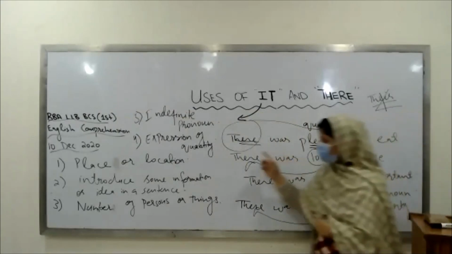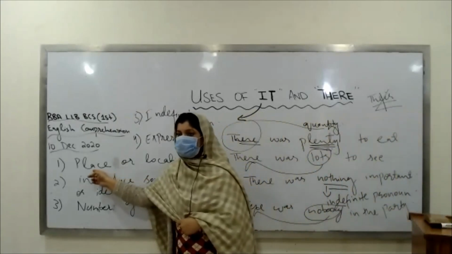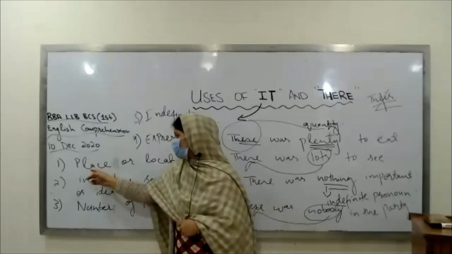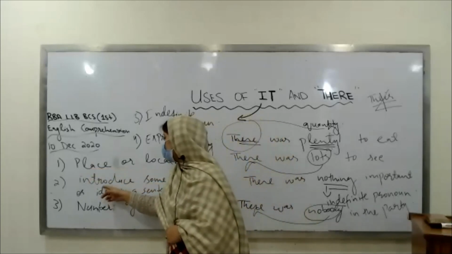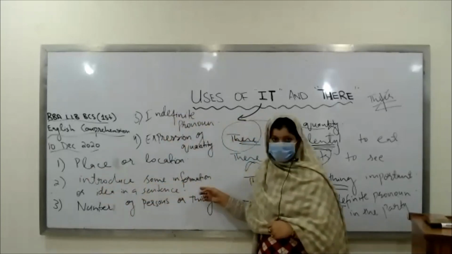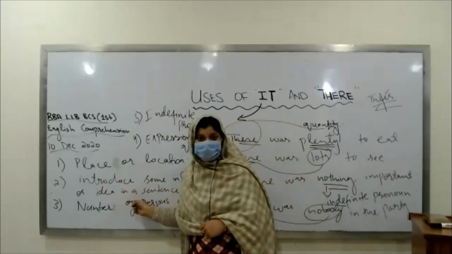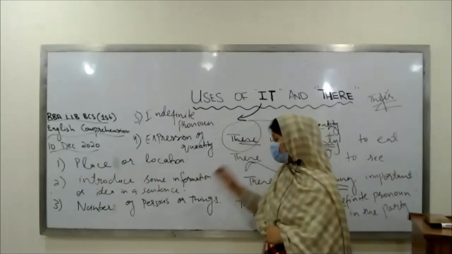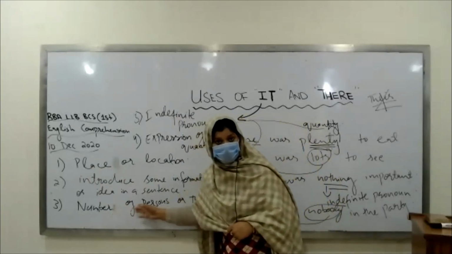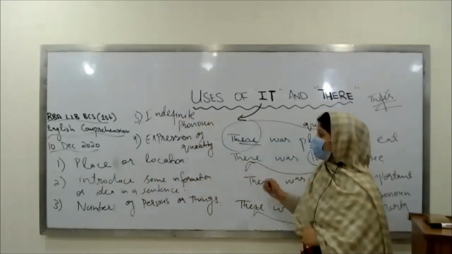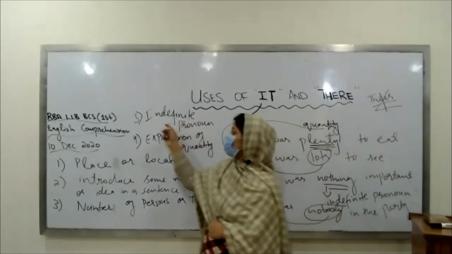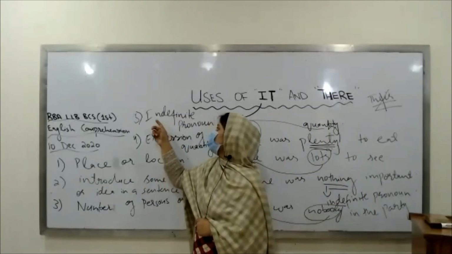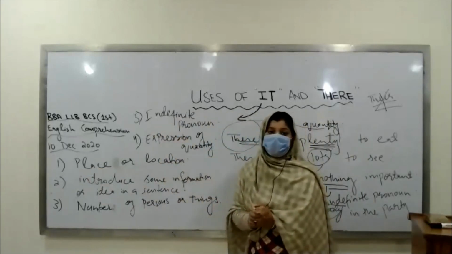There. The first use of there is that it is used to represent or express a place or location. The second use of there is that it is used to introduce some information or idea in a sentence. The third use of there is that it is used with the number of persons or things. The next is that it is used for the expression of quantity. And the last use of there is that it is used with indefinite pronoun.